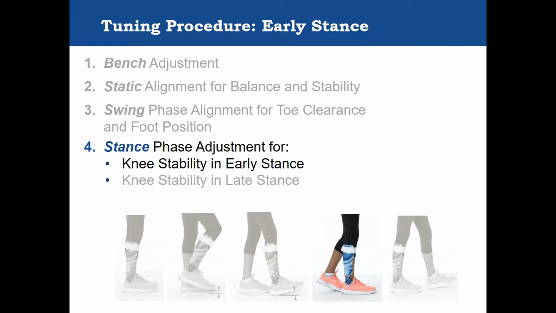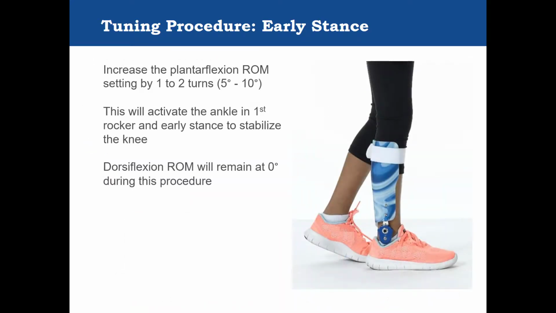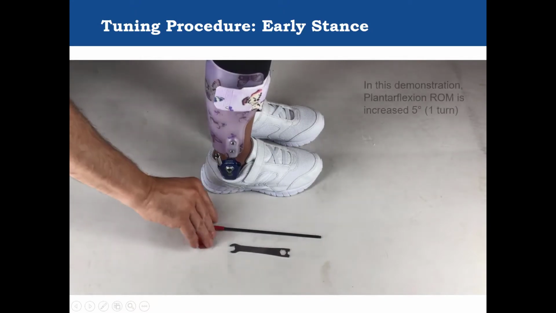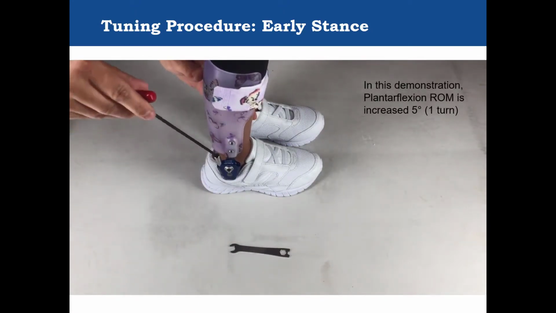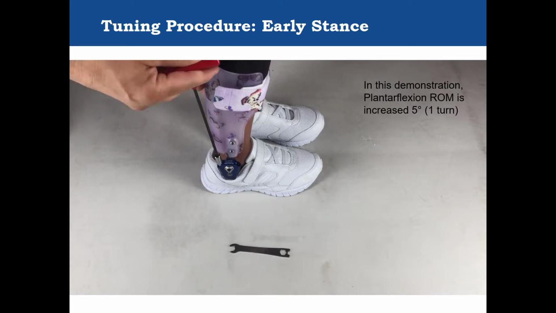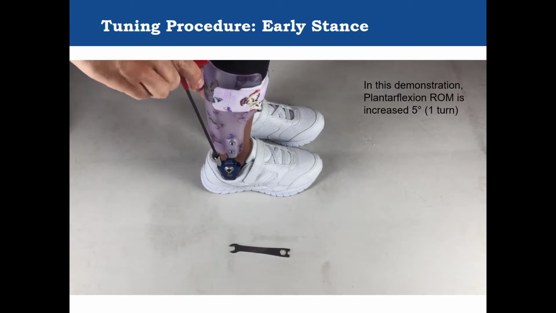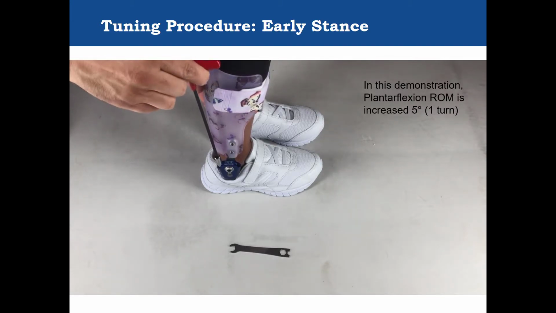The influence of these functions may be affected by the nature of the patient's biomechanical deficits. Early stance phase adjustment is performed with the patient walking. Begin this adjustment by mobilizing the first rocker. Increase the plantar flexion resist range of motion 5 to 10 degrees. Dorsiflexion resist range of motion will remain locked during this early stance phase adjustment. This video illustrates adjustment of the plantar flexion range of motion to 5 degrees by turning the adjustment screw one turn counterclockwise.